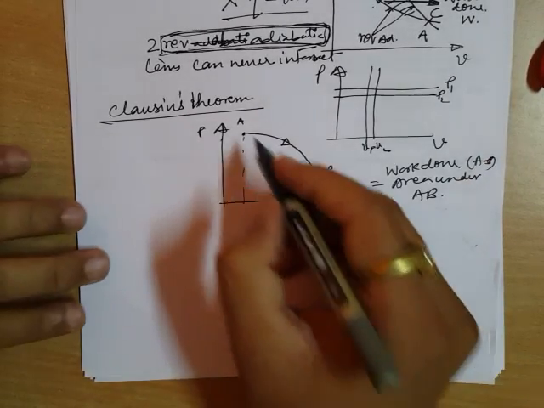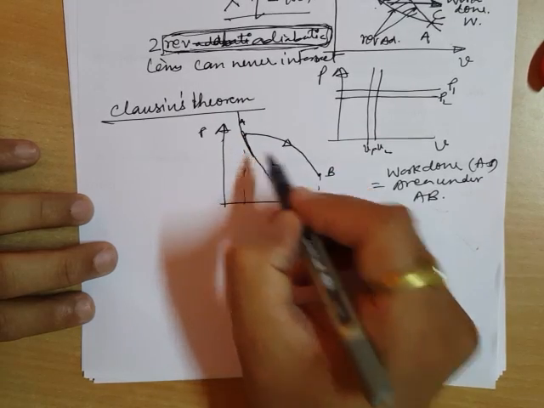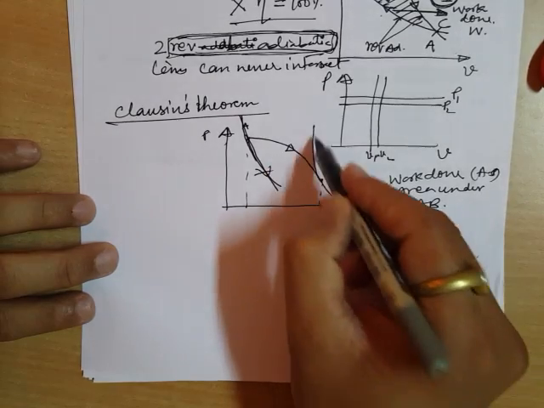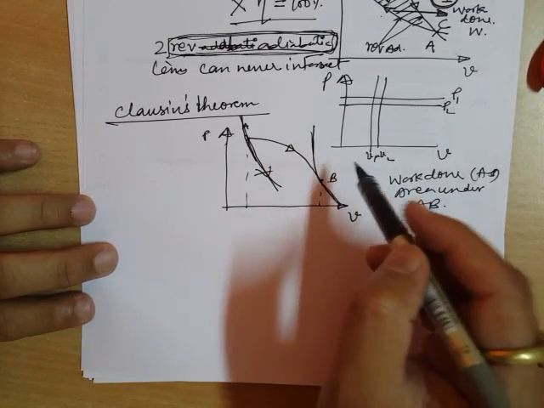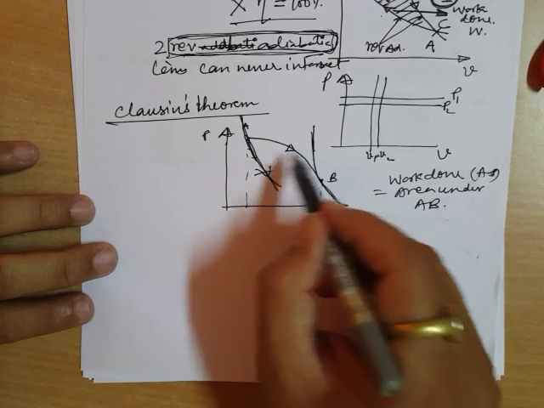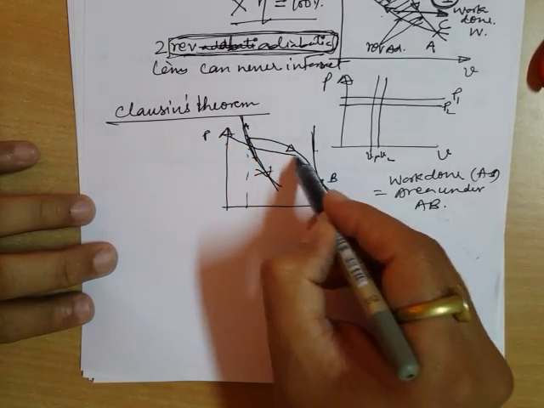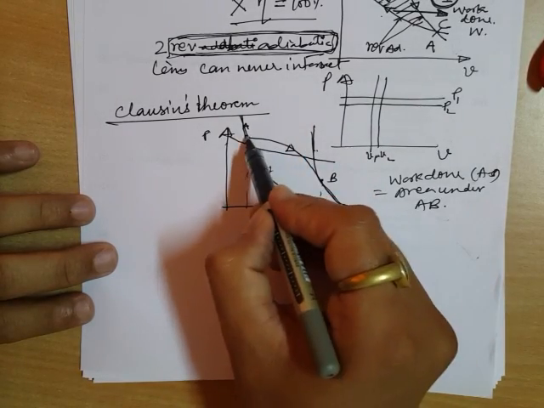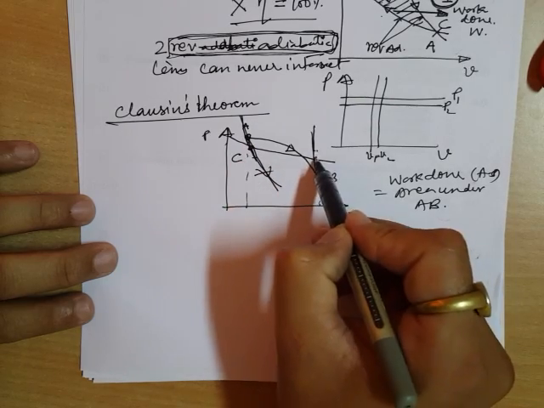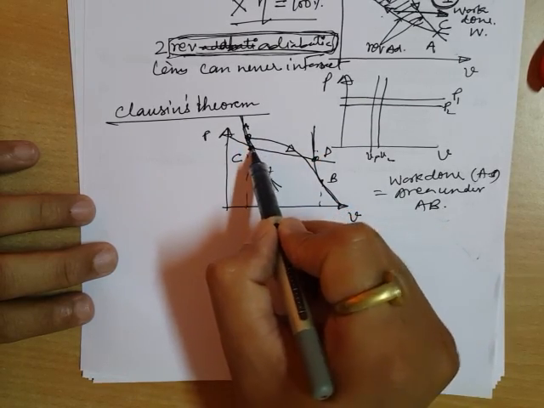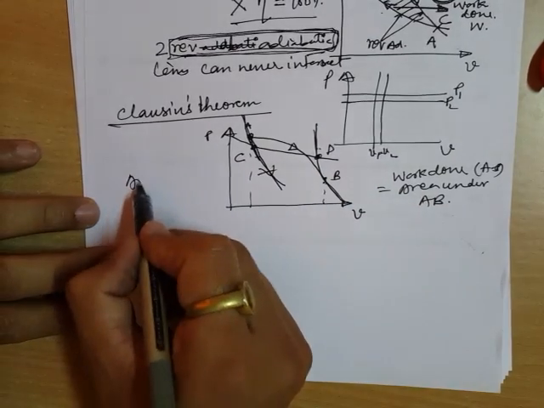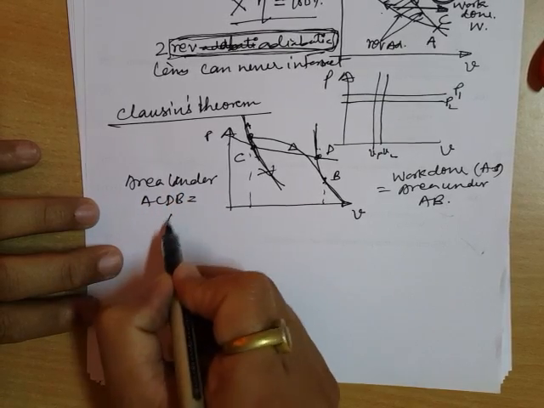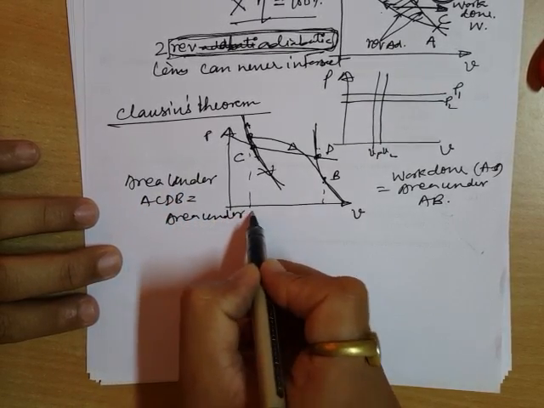You do one thing: you take one reversible isothermal line, another isothermal line, a reversible adiabatic line, another reversible adiabatic line, and place a reversible isothermal in between these two such that, let us say this is C and this is D, the area under A, C, D, B becomes equal to the area under the original path, that is AB.